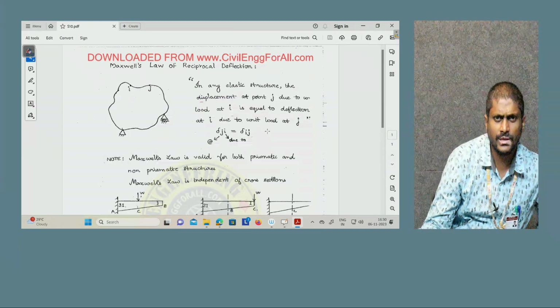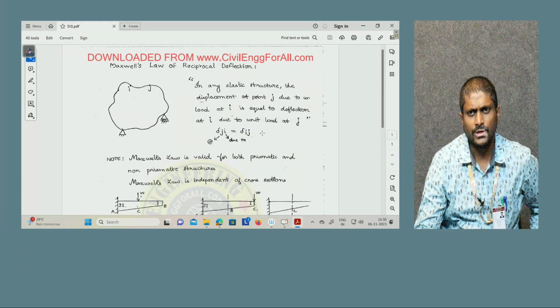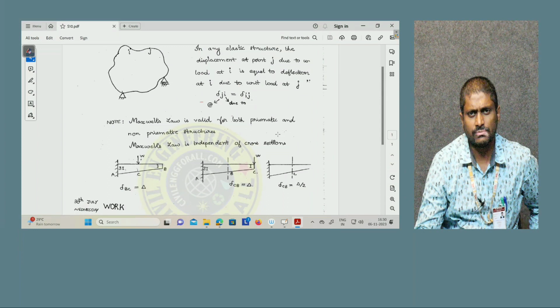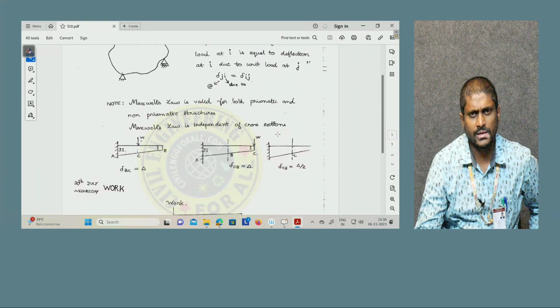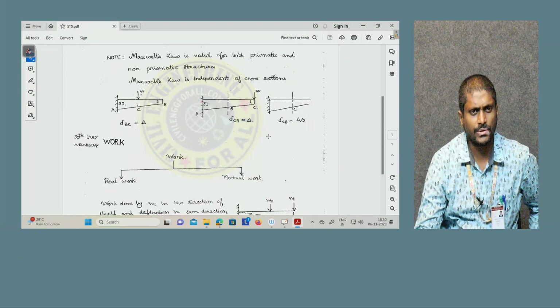That in any elastic structure the displacement at point J due to unit load at I is equal to the deflection at I due to unit load at J, that is delta JI equals delta IJ. So note, Maxwell's law is valid for both prismatic and non-prismatic structures. Maxwell's law is independent of cross sections, and delta BC equals delta CB.